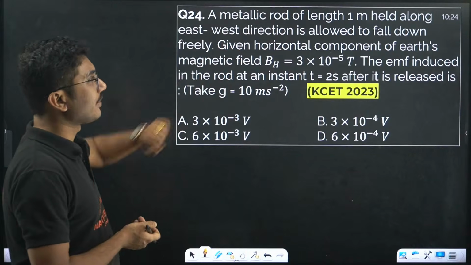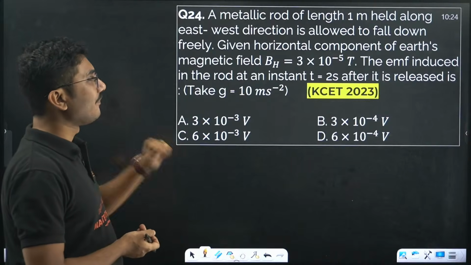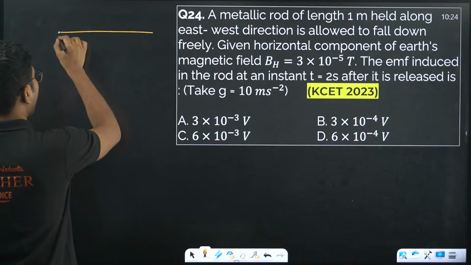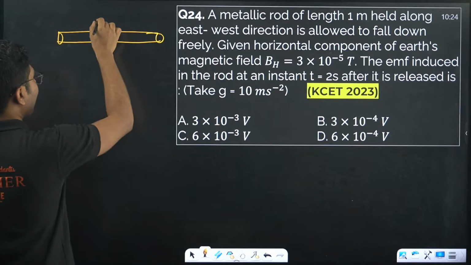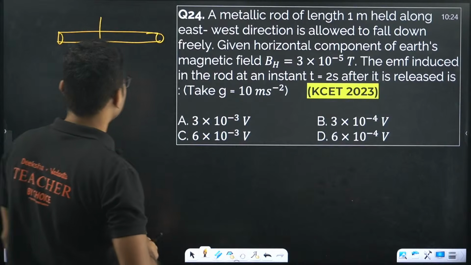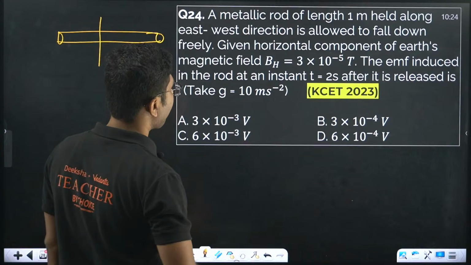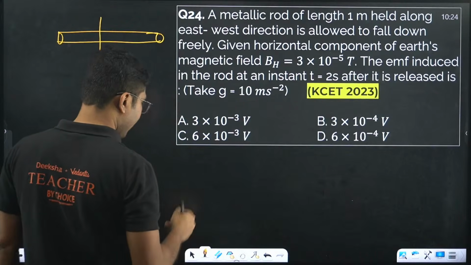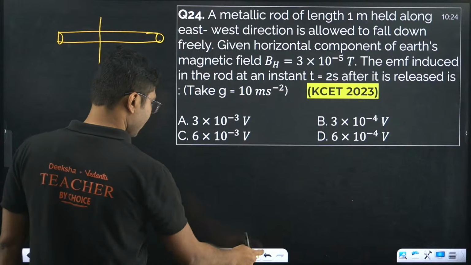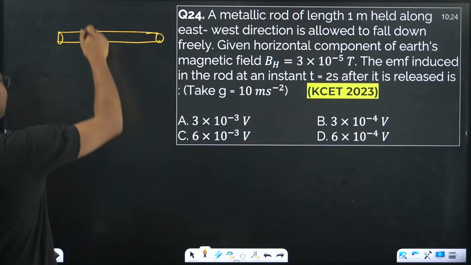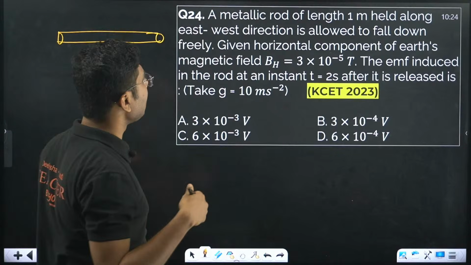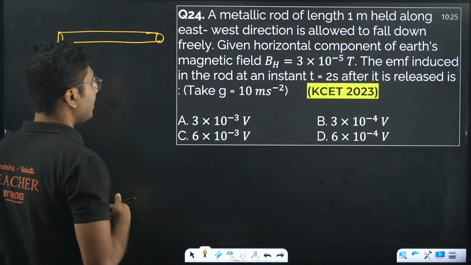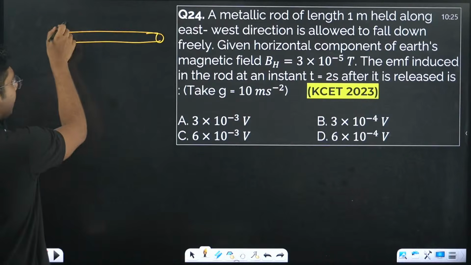Now let's see. Here we have a magnetic field and a rod is falling in the magnetic field. Now here one problem is there. The rod is falling in the magnetic field. It will not be the horizontal component, it will be the vertical component. No, horizontal component. Sorry, it will be the horizontal component.